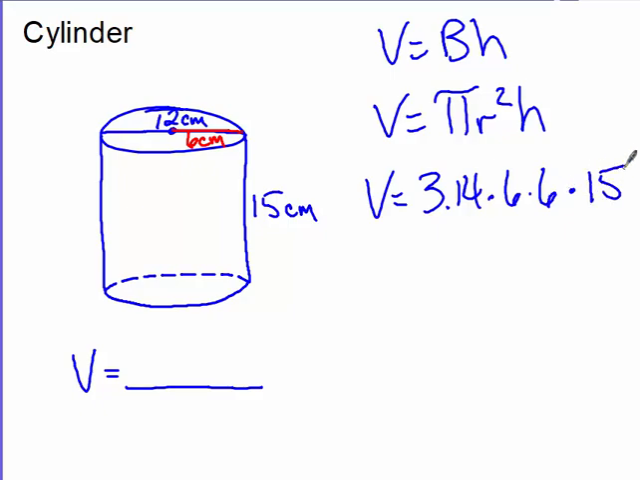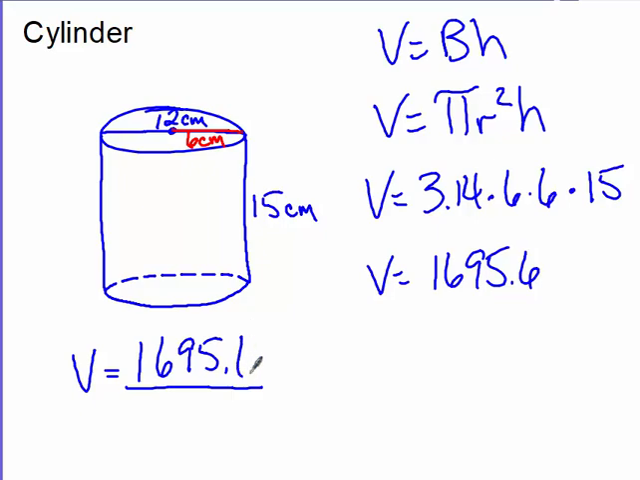Now we go to our calculator, type that in, 3.14 times 6 times 6 times 15, and we end up with volume is equal to 1,695.6. So our overall volume then is 1,695.6 centimeters cubed. So that's how we find the volume of each of these shapes.